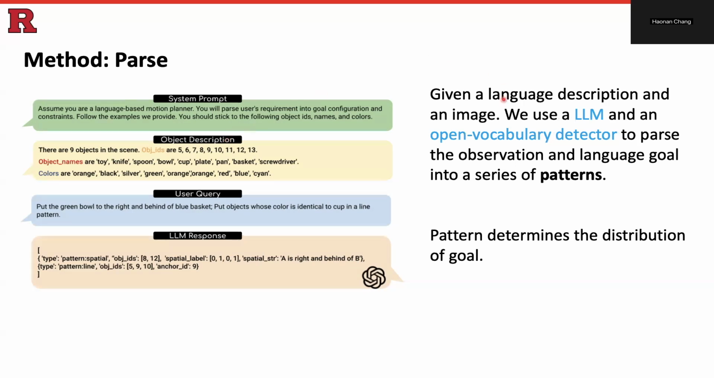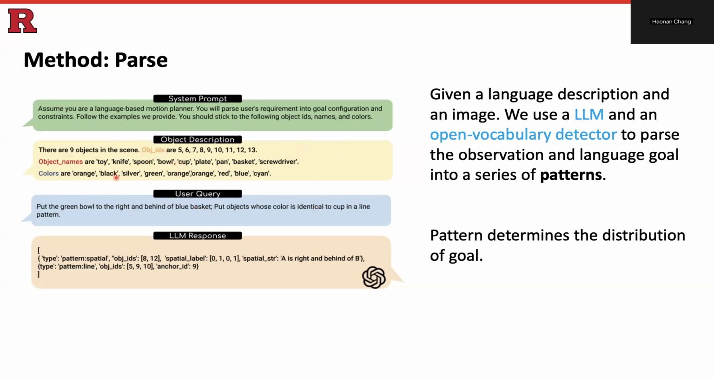So at the beginning, we are provided with a language description and an image. We use language models and an open vocabulary detector. The open vocabulary detector is used to parse the image, or parse the observation, into object categories and colors, providing them with different IDs.